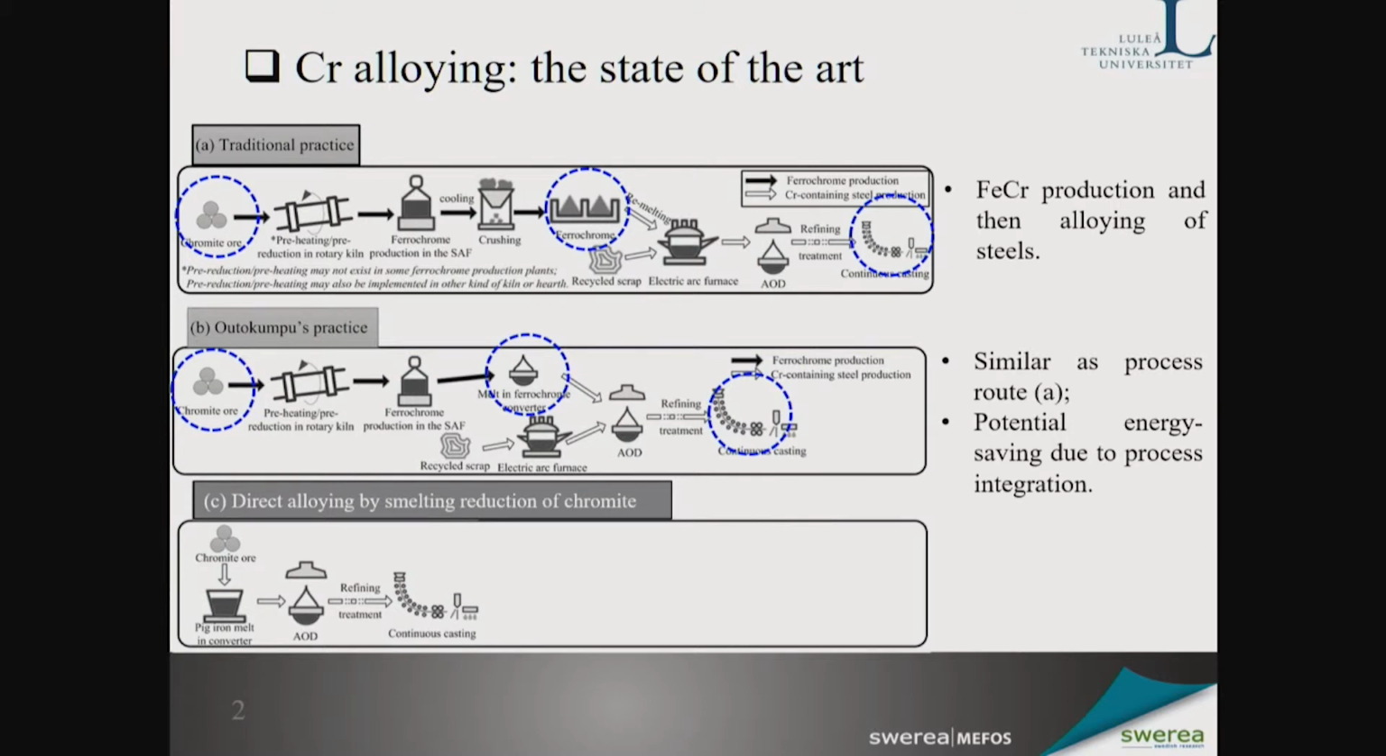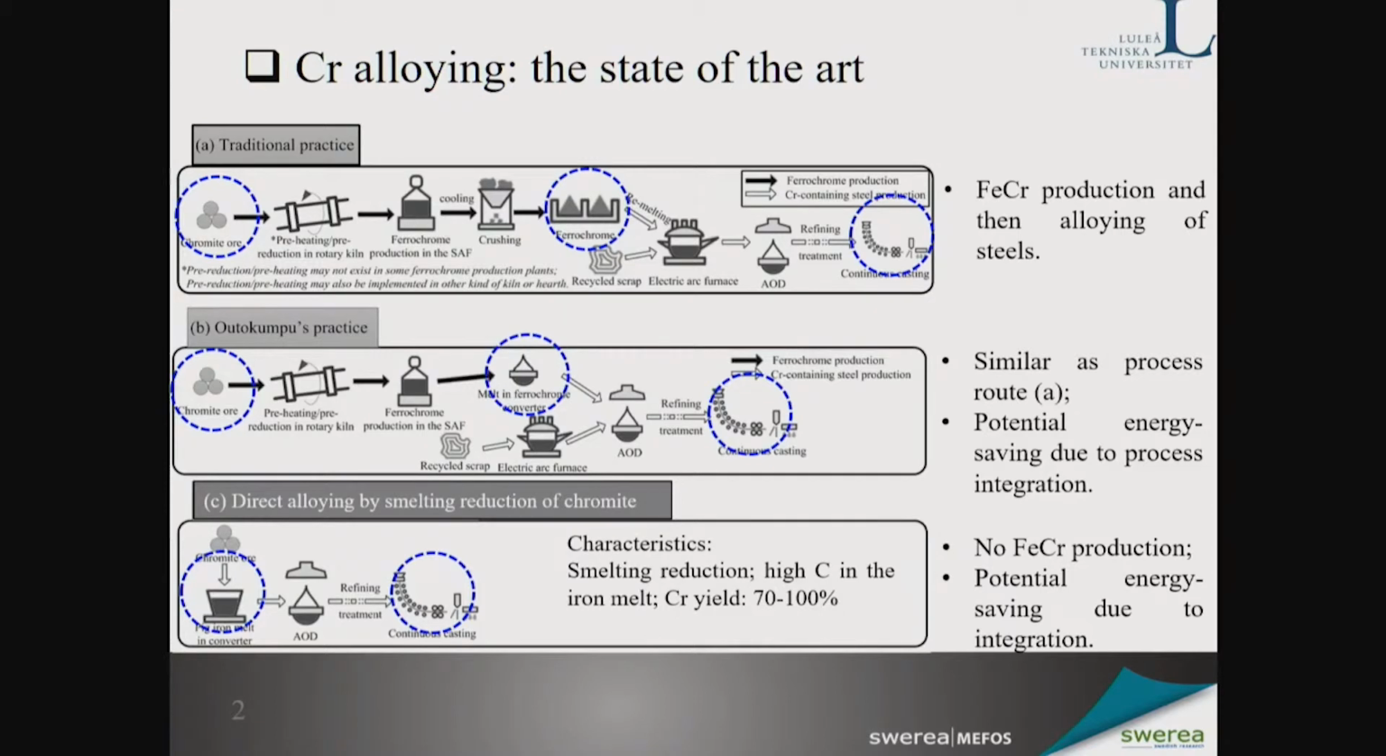In this process, the chromite ore is charged directly into the pig iron melt, together with the coal and the oxygen injection. During this process, the chromite ore is directly reduced by the carbon in the melt, and then the chromium is directly dissolved in the melt. In other words, the steel is directly alloyed with the chromium.